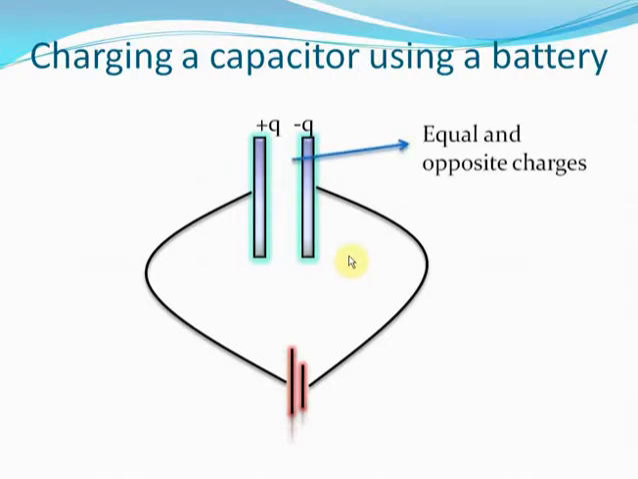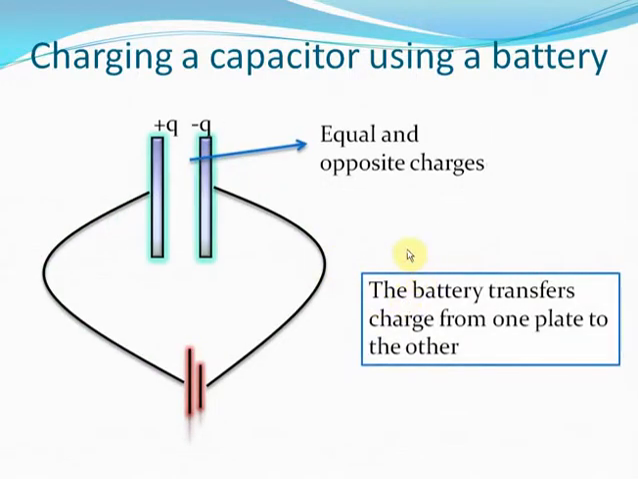And that is the reason you always have opposite charges on the plates of a capacitor, plus Q on one side, minus Q on the other side. That's because this battery takes Q charge from this capacitor plate and puts it here on the other capacitor plate. So you can imagine how the battery transfers electrons from one capacitor plate to the other capacitor plate. Like this.